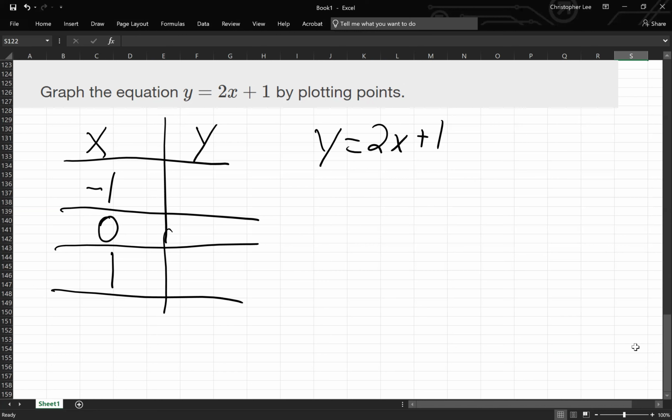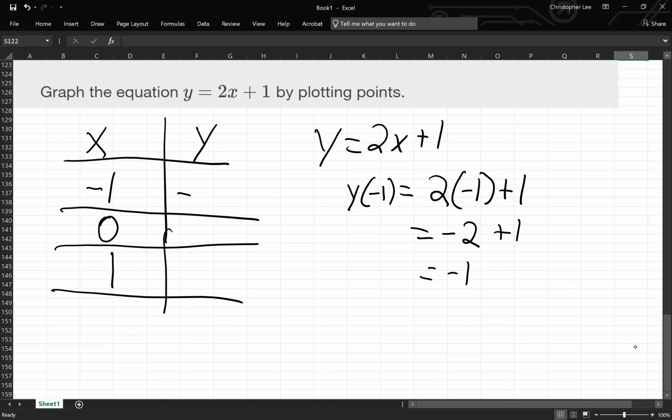All right, let's take a look at this. For -1, I'm looking for y of -1. So what am I going to do? I'm literally just going to plug in -1 for x and then do the math, right? 2 times -1 is -2, plus 1. And then -2 plus 1 is what? -1, right? That's it. Simple.